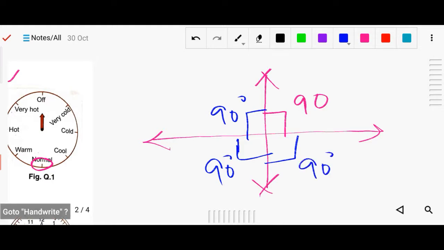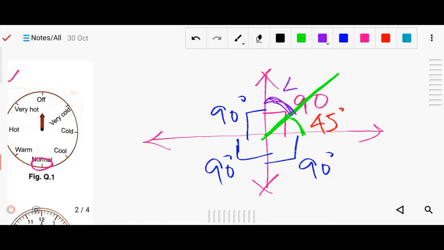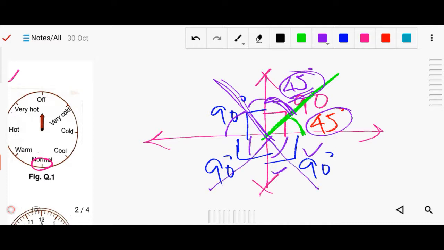Now if exactly one line passes between these two, the angle between them will be 45 degrees. Similarly this side will also be 45 degrees, because this 90 will be divided into two parts, 45 and 45. The same thing here, 45 and 45, and here also 45 and 45. So if a line passes exactly between the horizontal and vertical lines, it will divide the 90 degree angle into 45.